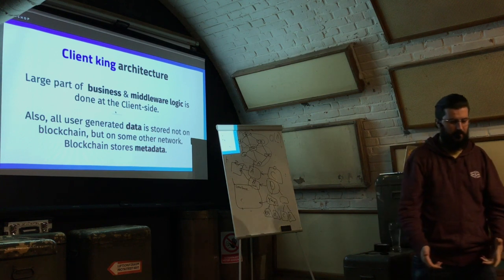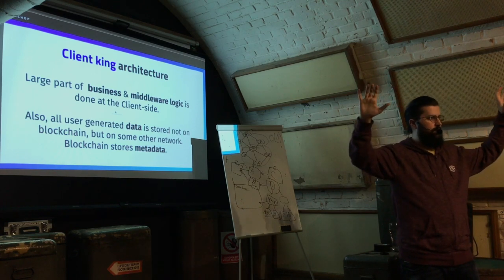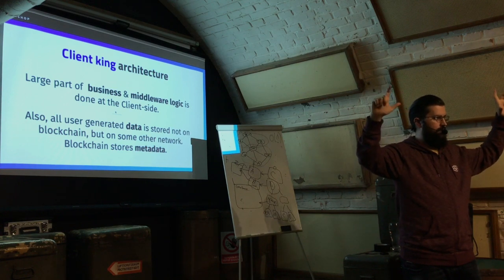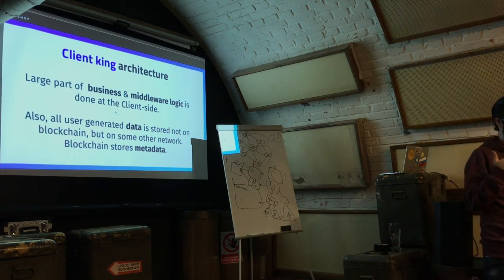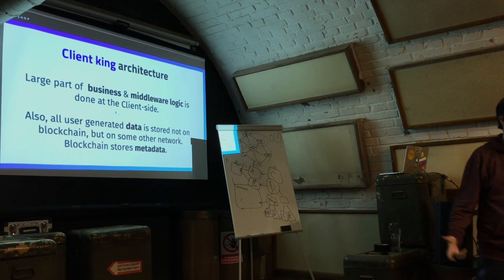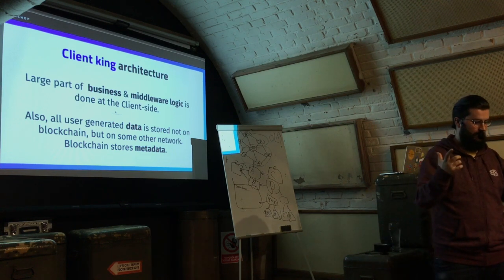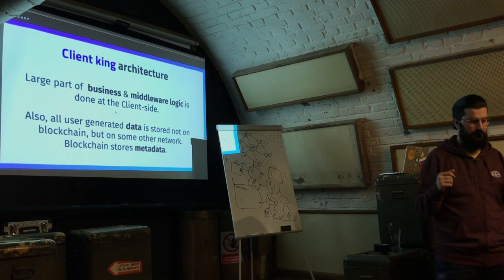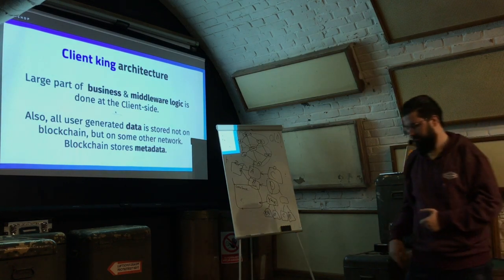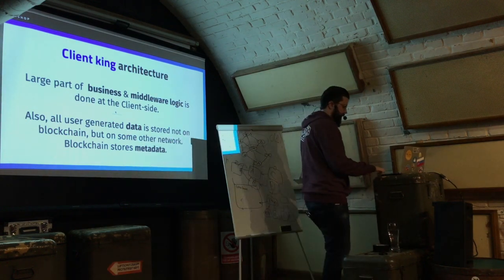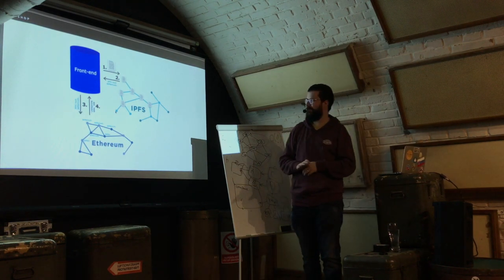Okay, but the consequence of that is you now have two networks, blockchain and whatever network keeps the data. Who is connecting that? The client. In this pattern, which we called client king architecture, I made up the name, because the client is the king. The client is the middleware. It has middleware logic, so it connects the blockchain and data storage. It is a famous pattern called client king pattern.